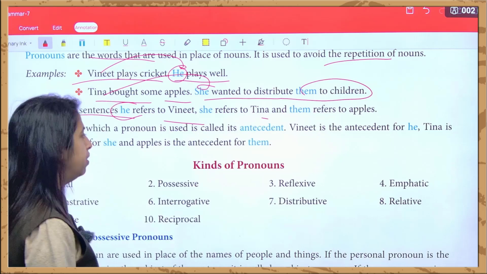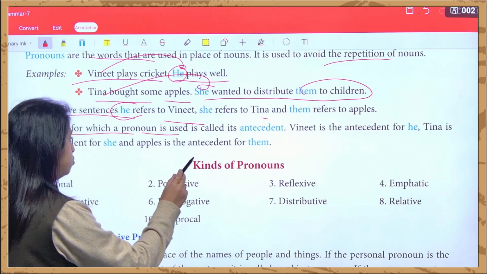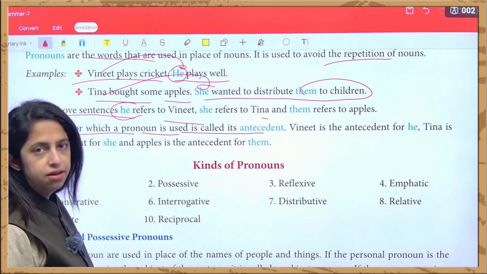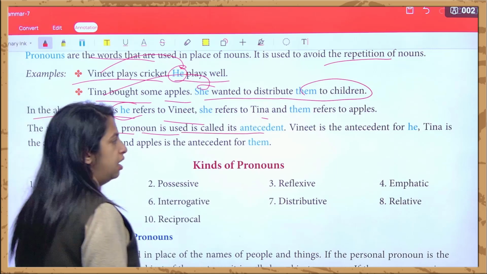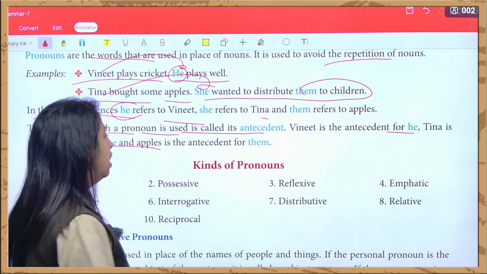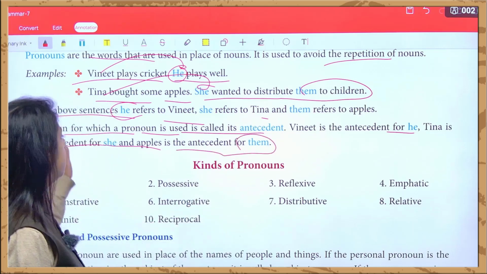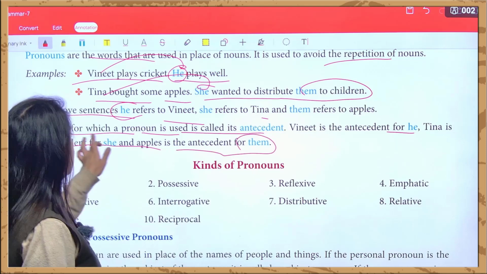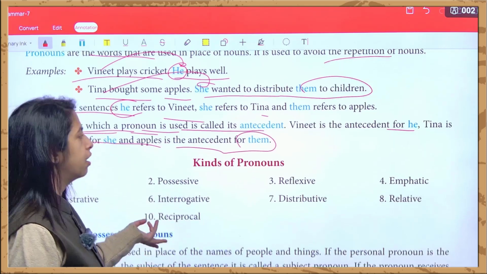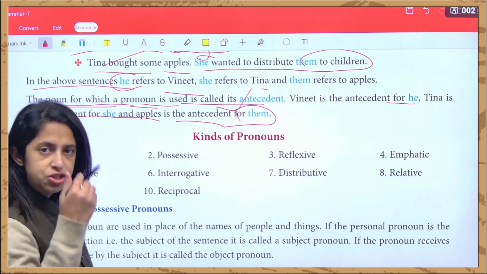The apples, right? So the nouns for which a pronoun is used, उनको हम क्या बोलते हैं? Antecedent बोलते हैं. Vineet is the antecedent for he, whereas Tina is the antecedent for she, and apples is the antecedent for them. Right? So what is an antecedent? Antecedent, the noun for which a pronoun is used. वो वाला noun जिसके लिए pronoun use किया गया है उसको हम क्या बोलते हैं? Antecedent बोलते हैं. Antecedent मतलब जो पीछे आता है.